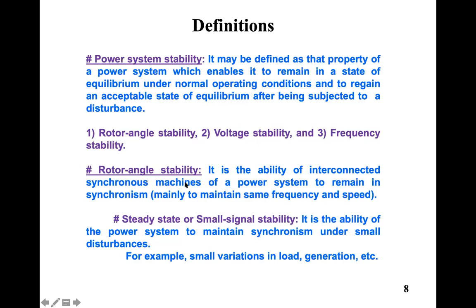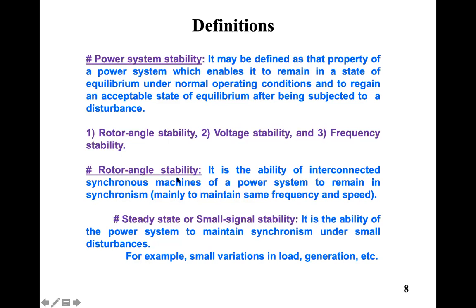So what is the meaning of rotor angle stability? It is the ability of interconnected synchronous machines of a power system to remain in synchronism, mainly to maintain the same frequency and speed. There can be many synchronous machines, 10, 20, 50, 100 in an interconnected system. But if they remain in synchronism, meaning they are maintaining the same frequency and speed, all maintaining 60 hertz, all maintaining, for example, 3600 RPM, then you will say those machines are stable in terms of the rotor angle. That is called the rotor angle stability.